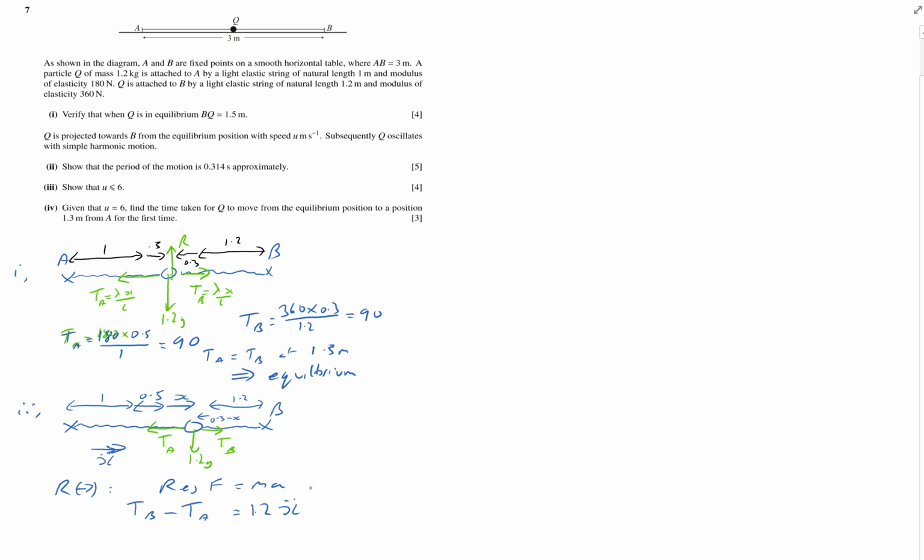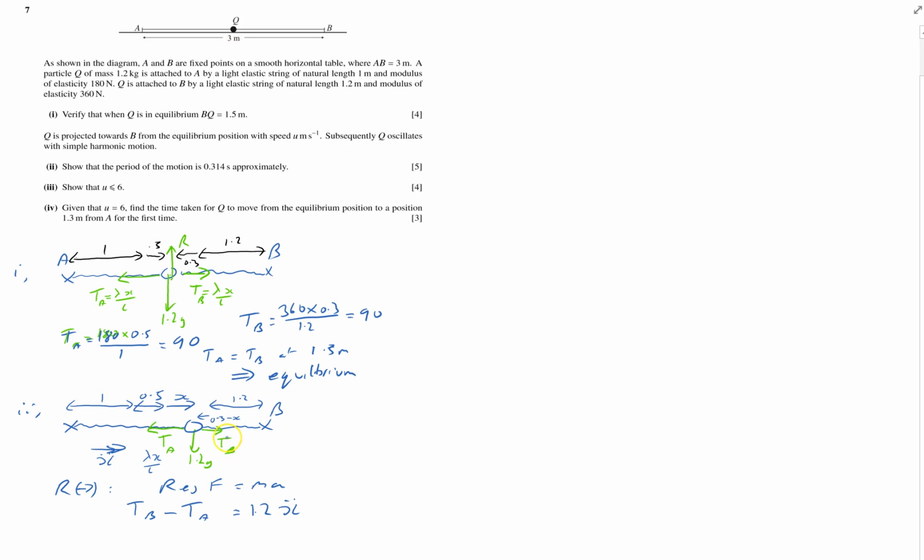And I need to work out what TA is, and we know that that is going to be lambda x over L. So lambda is still 180, and my extension now is 0.5 plus 0.5 plus x, and I have to divide it by my natural length for the left hand string. I'm going the wrong way. Schoolboy error. I'm actually going to TB and to use TA, so I can get rid of that a little bit. I'll start that bit again.